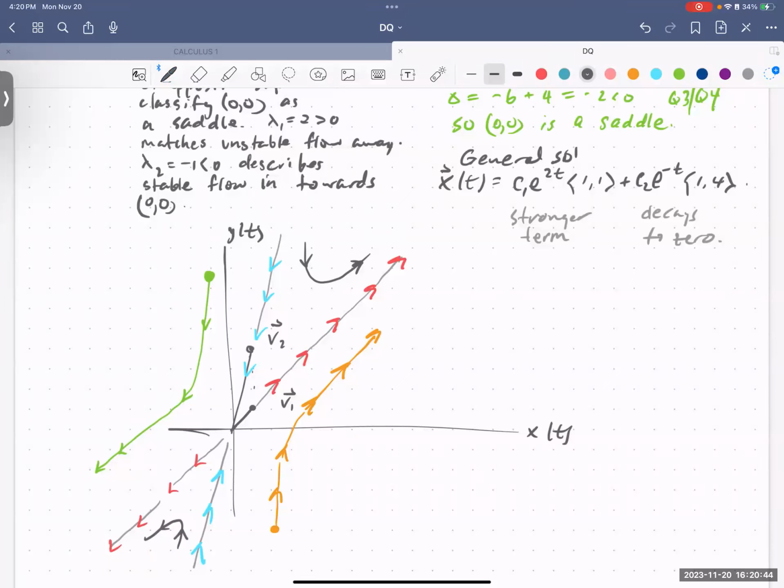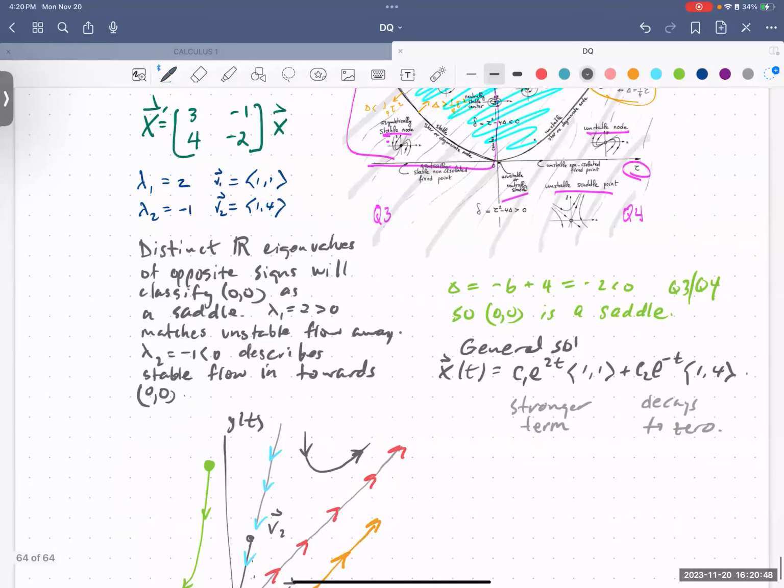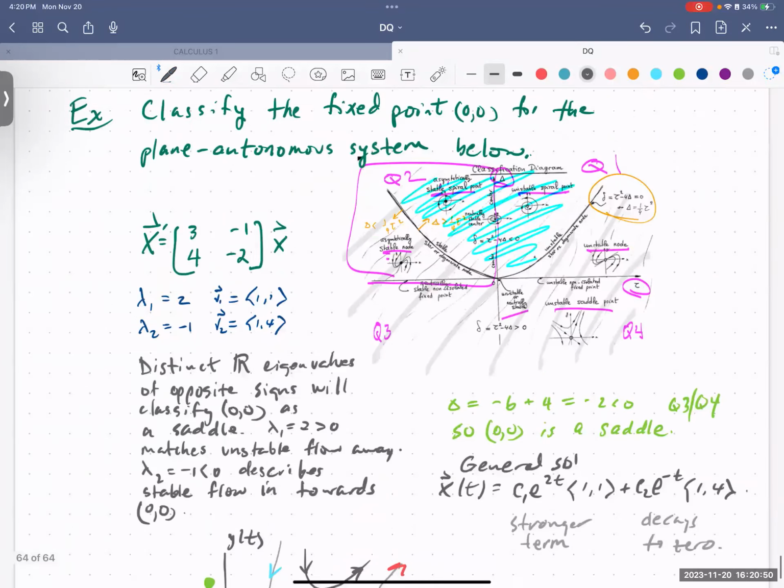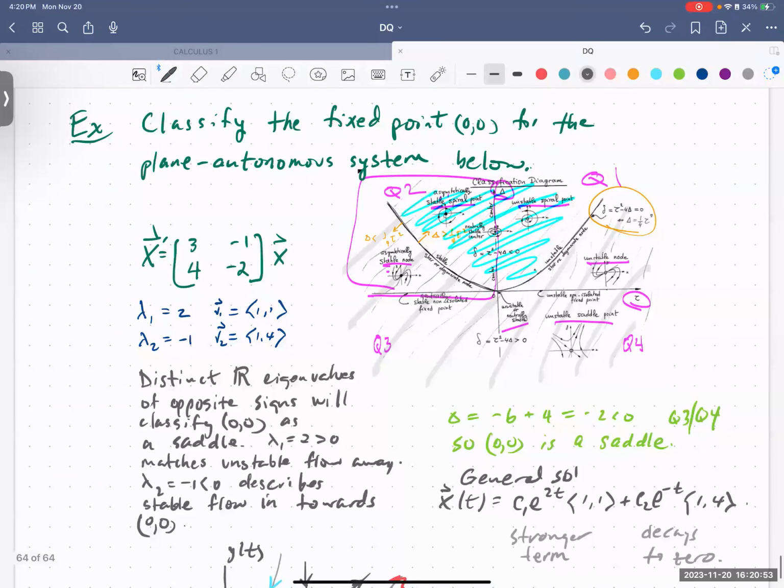All right. There's your saddle point. That was quick, well, it ended up being too quick, but you could watch fast your classification of the equilibrium point 0, 0 for phase autonomous systems, using both the trace determinant plane that you see here, as well as eigenvalues.